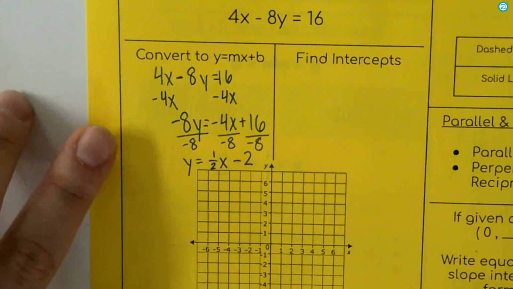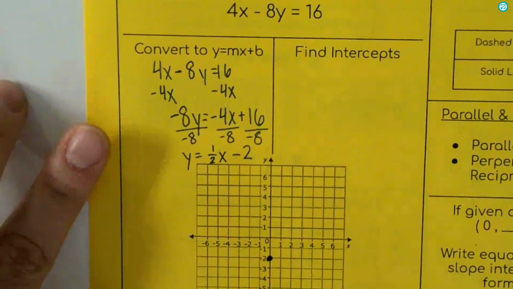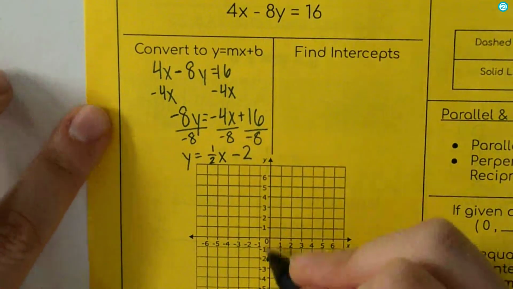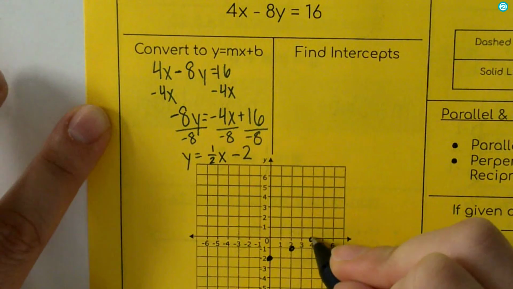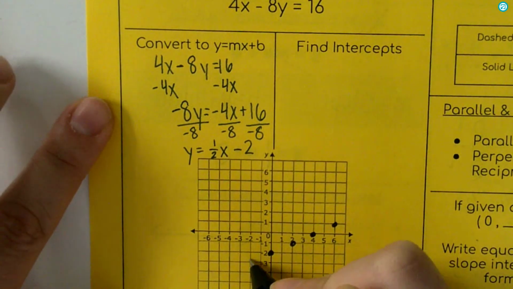Okay, so if I wanted to graph that using that method, I would start at negative 2. I would graph a slope of 1/2, so I would go up 1, right 2, up 1, right 2, up 1, right 2. You can also go down and left a couple times.